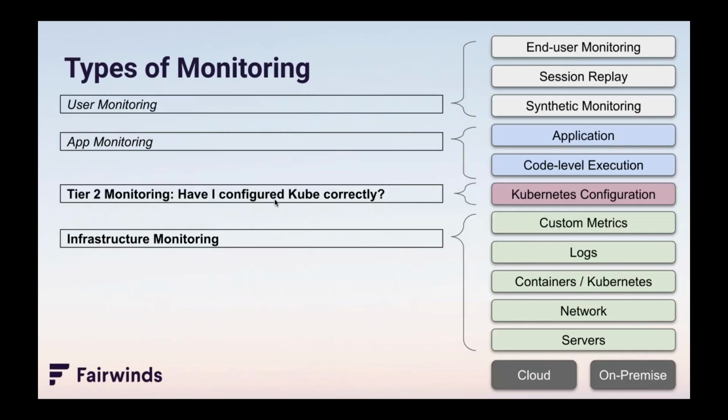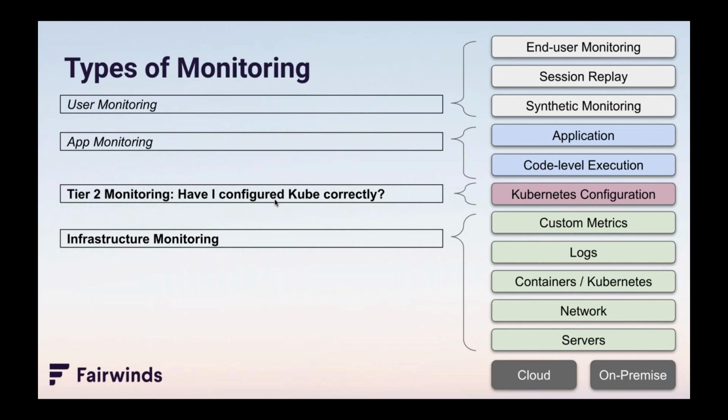A great primer here might be taking a step back and looking at the types of monitoring that exist in the marketplace today. Whether you're running in the cloud or on premise, we break down the different types of considerations across the stack. If we look at the lowest tier, infrastructure monitoring, these are things like logs, the network, or the containers and Kubernetes configurations that you need to consider as part of your monitoring strategy.